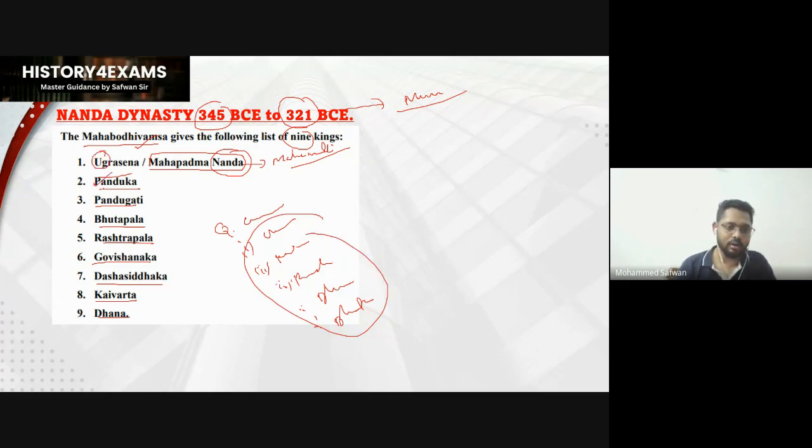Ugrasena, then comes Panduga and Pandugadi. Govishanga, Dashasiddhaga, Kaivarta and Dhana. These are the 2 last important rulers. You can study like these are the first 2 important rulers, and these are the last 2 important rulers. Sometimes that information will be enough to eliminate other options.